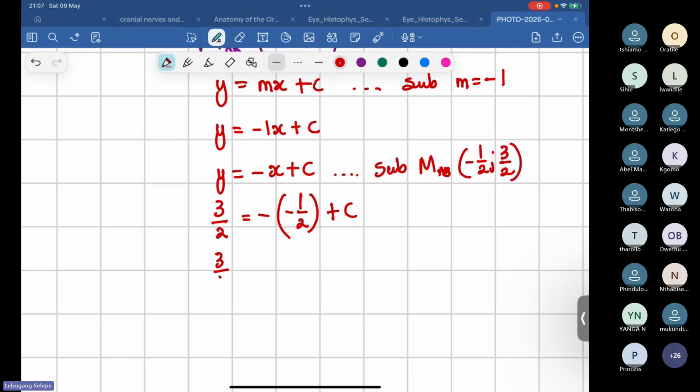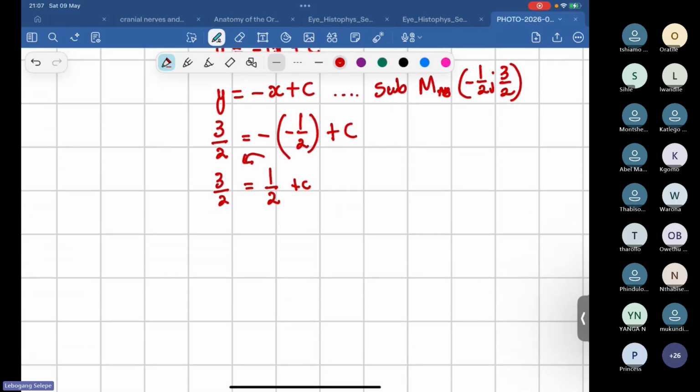Now this is going to be 3 over 2 is equal to 1 over 2, because negative times negative is a positive, 1 over 2 plus c, right? Then you take this to the other side. This is going to be 3 over 2 minus 1 over 2 is equal to c. And then when you punch your calculator, 3 over 2 minus 1 over 2, you're supposed to be finding 1. Therefore, c is equal to 1. Therefore, the equation of this line is going to be y is equal to negative x plus 1.